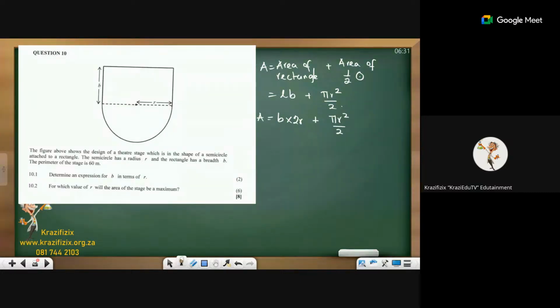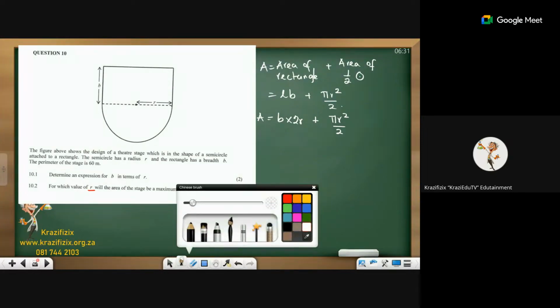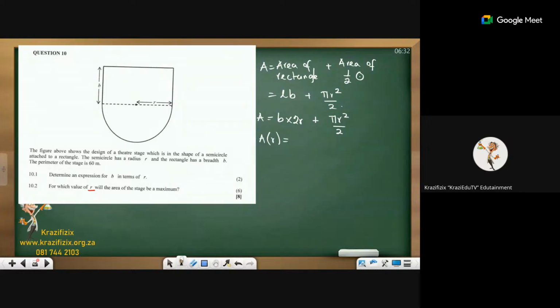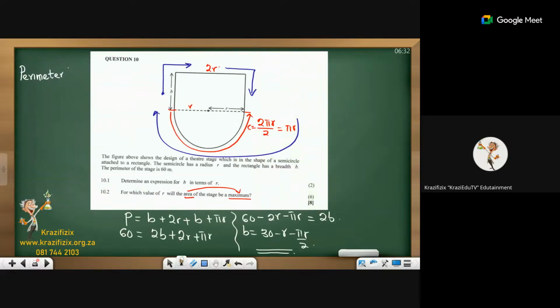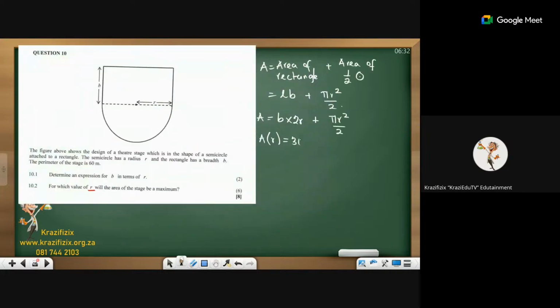Guys, the examiner says find the value of r. So we need to get rid of b. What is b? 30 minus r minus pi r over 2. So the area is 2r times that, plus pi r squared over 2. Multiply in 30 times 2.